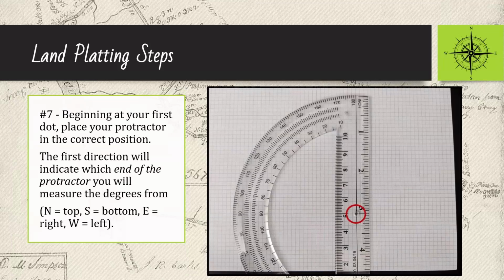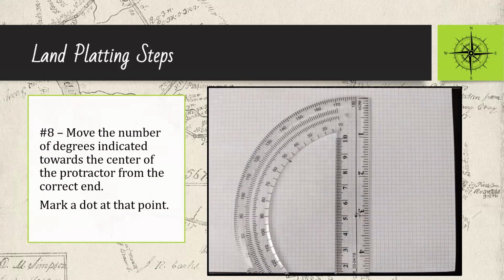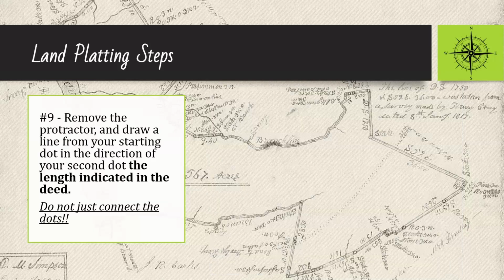So here's my dot right in the middle, kind of hard to see. And we need to go north, right? Because that was our first direction in our description. Then from the north, we need to move the number of degrees toward the center of the protractor. So here we've gone north towards the top of the protractor and down 50 degrees west. So that's our dot.